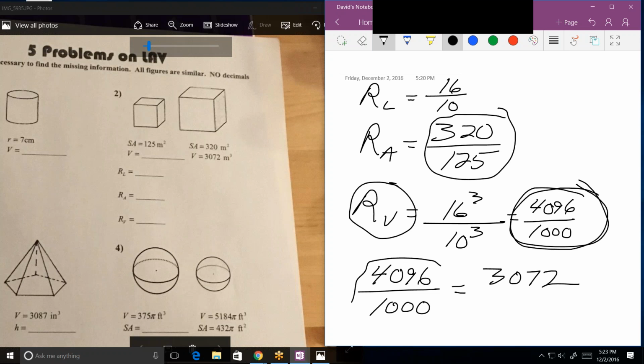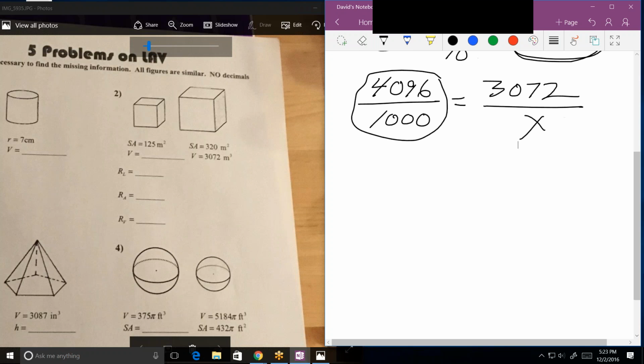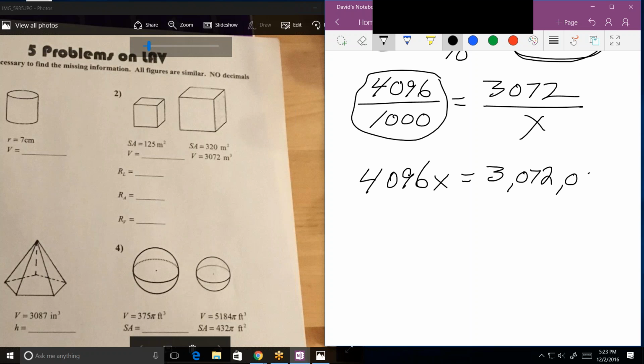So we're using this ratio. It's 3072 to x, x being what we're trying to solve for. So how do you solve that equation? You cross multiply and then divide. Exactly, cross multiply. So you got 4,096x equals 3,072,000, and then x equals that number divided by 4096.